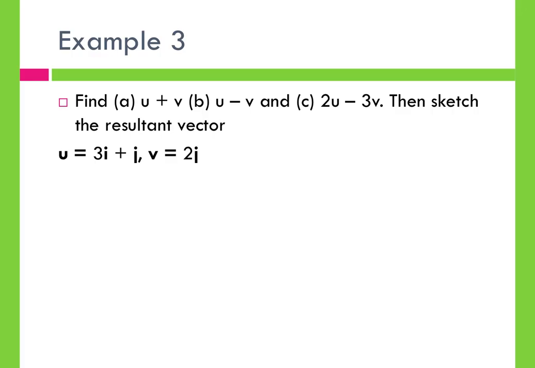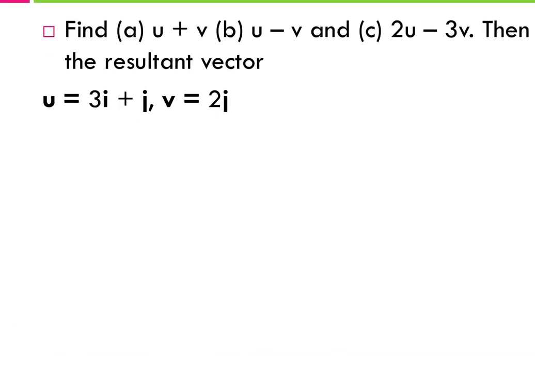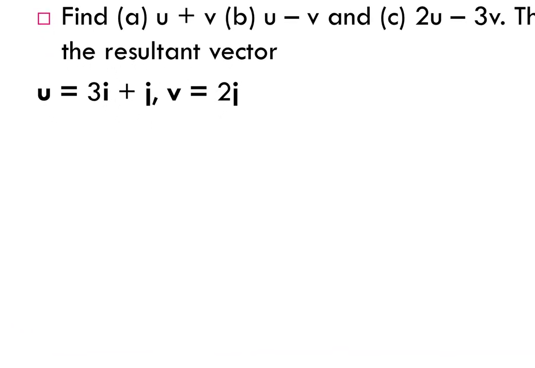All right, so now it says find A, U plus V, B, U minus V, and C, 2U minus 3V. Notice the same set of instructions. And then sketch the result. The only difference is the format it's given to you. I'll do A by taking it out of IJ form, but then we're going to go back and do it the other way. So if U is 3I plus J.